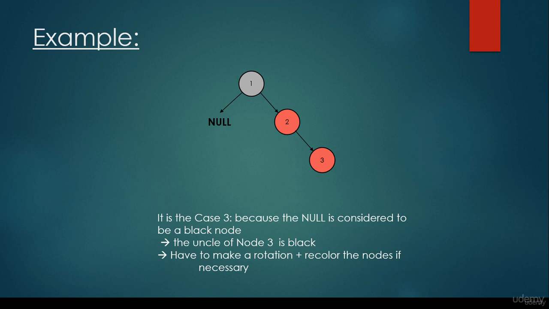We have the newly inserted node 3. The parent of the 3 is a red node as well, and the uncle is the null. And because we have assigned the color black to the null pointers, that's why we are going to end up with the case 3. So we have to make a rotation, plus we have to recolor the nodes if necessary.